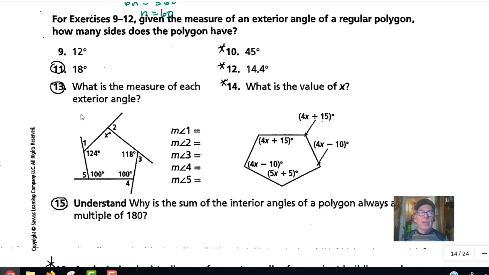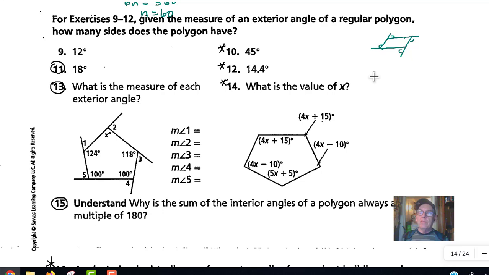Let's look at number 18. Given the measure of an exterior angle of a regular polygon. Now, exterior angles, one at each vertex. I'll just do a quadrilateral here. Let's kind of go like this with the angles. These outside angles are always going to add to 360.